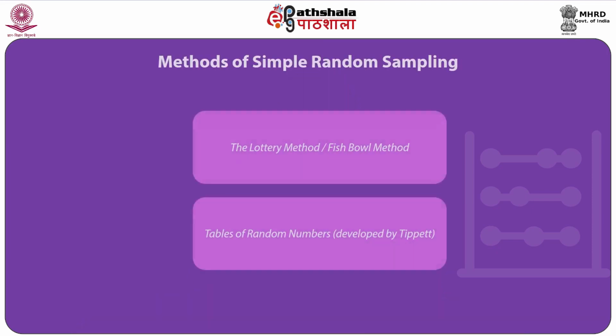Next, the researcher has to decide the sample size. After that, using one or the other of the following methods, the required sample has to be selected from the list of elements, that is sampling units. Generally, two types of methods are followed to select the sample. Number one, the lottery method.